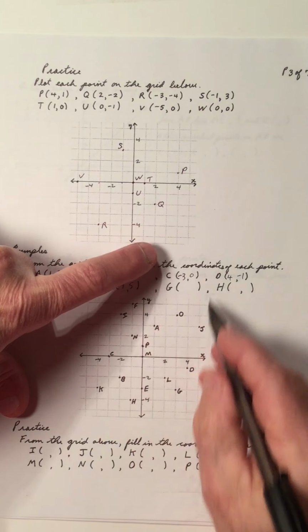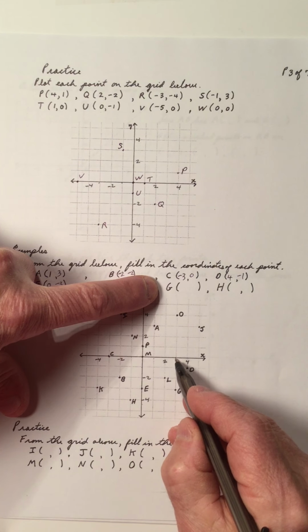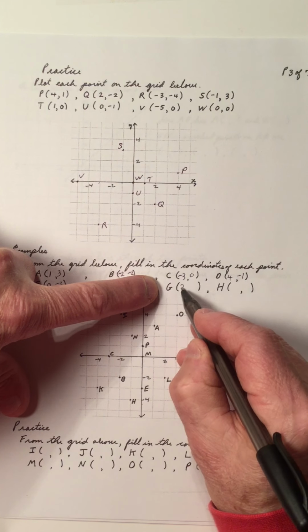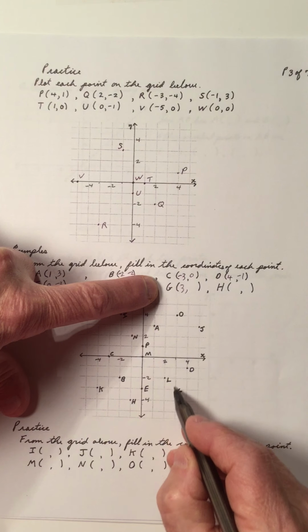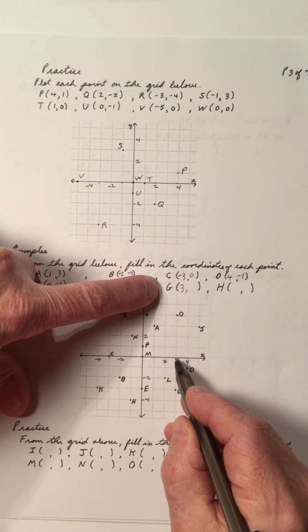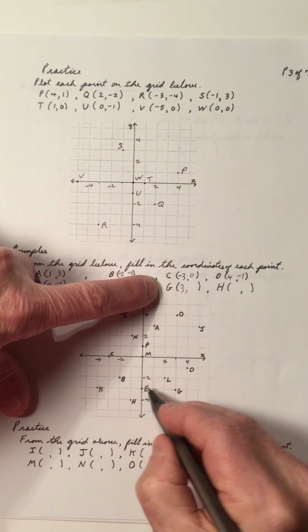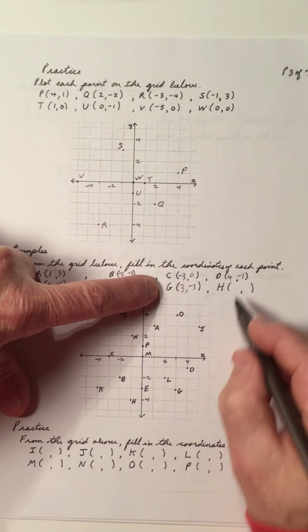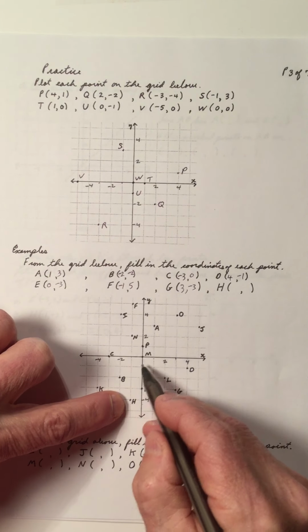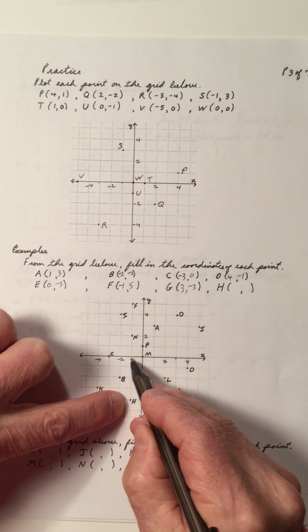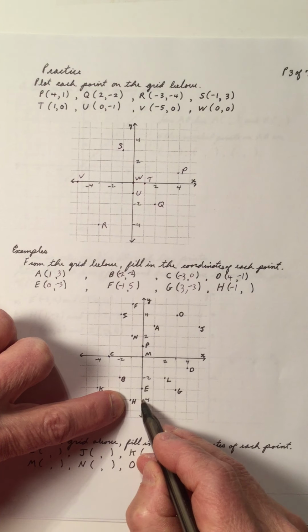G is right there. And let's go up to the x right here. So that's 3 on the x. And y is negative 3. So if you go like that, you touch the x-axis. If you go here, you touch the y-axis. So that's 3, negative 3. H is, find the H right here. If you go up to the x-axis, you get negative 1. If you go across to the y-axis, you get negative 4.